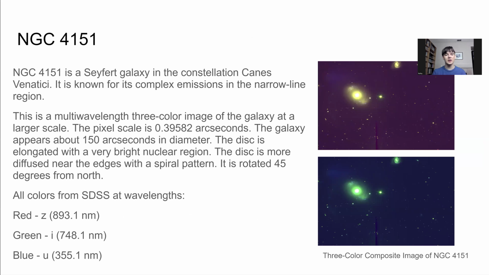NGC 4151 is the Seyfert galaxy in the constellation Canes Venatici. It is known for its complex emissions in the narrow line region. This is a multi-wavelength, three-color image of the galaxy at a larger scale. The pixel scale is 0.39582 arcseconds. The disk is elongated with a very bright nuclear region, while it is more diffused near the edges with a spiral pattern. It is rotated 45 degrees from north. The colors are not actual colors, but they represent different wavelengths of light.